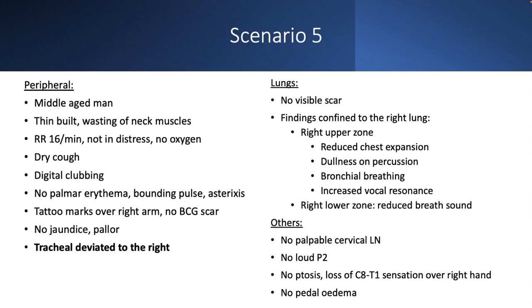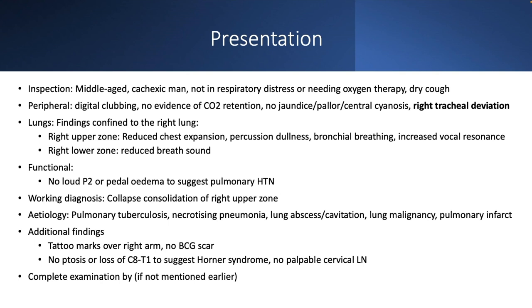So if I go to present this patient, I will present like this. I will say, sir, this is a middle-aged gentleman who appears cachectic, otherwise not in respiratory distress or needing any oxygen therapy. He has a dry cough. On peripheral examination, I noticed that he has clubbing. However, there's no evidence of CO2 retention. He's not jaundiced, no pallor, and not cyanosed. There is a right tracheal deviation.